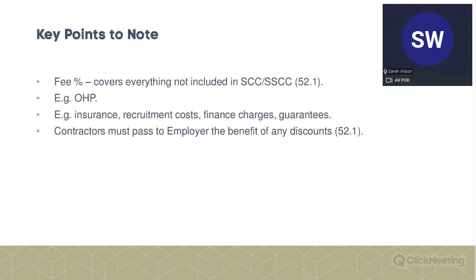So some key points to note: the fee percentage, as we've already said, covers everything that's not included in the schedule or the shorter schedule. So just be really careful about that. It covers overhead and profit. It also covers, as I've said, insurance. It covers recruitment costs, finance charges, parent company guarantee, all that kind of stuff. We're going to touch on this as we go through the webinar, because it is relevant to consider for both types of contracts.